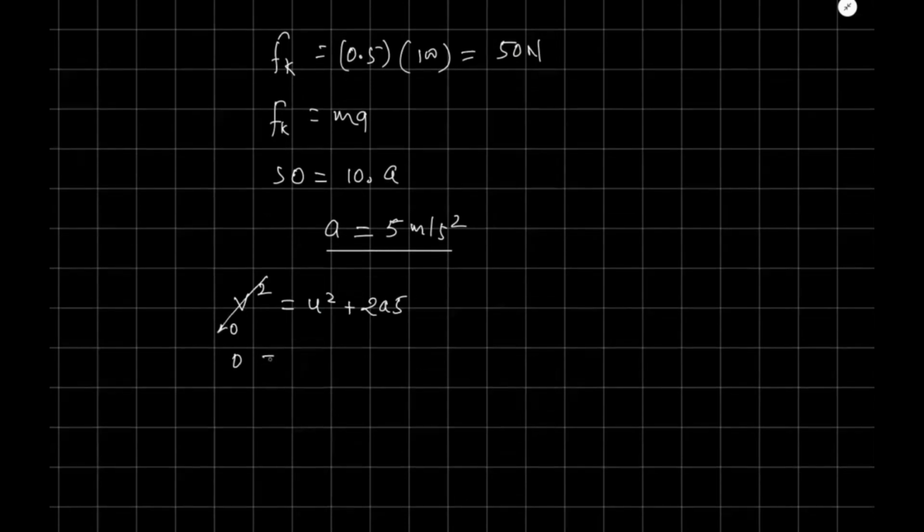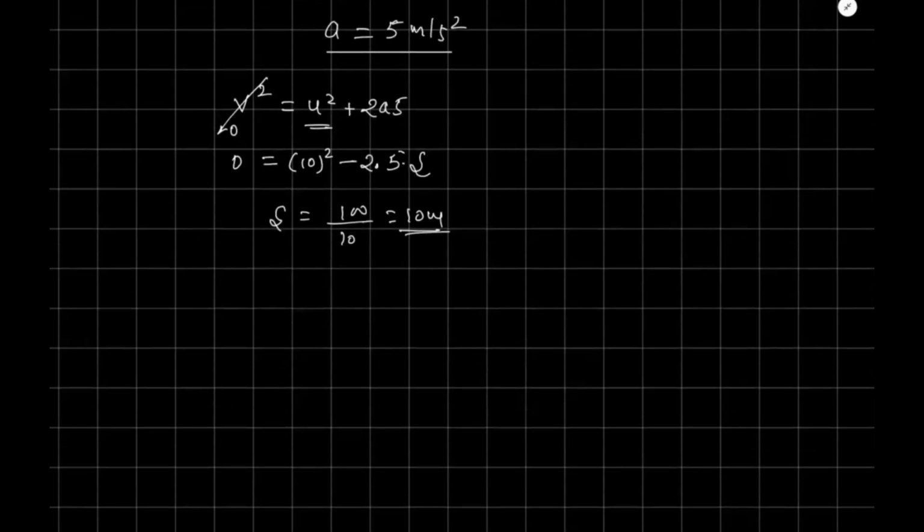You know the final velocity is going to be 0. So 0 equals, what is u square? It is 10 square, and retardation is happening, so minus 2 into 5 into s. So we'll get s equals 100 by 10 equals 10 meter. And if we have to find at what time it is going to stop, we can use the equation v equals u plus at. We know final velocity is 0, initial is 10, minus 5 into t. So we'll get t equals 2 seconds.